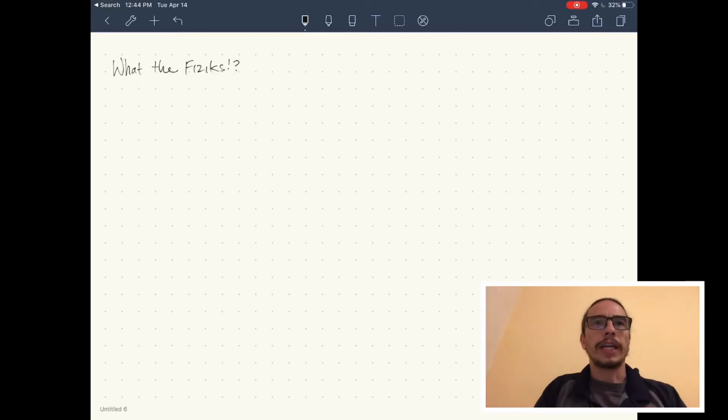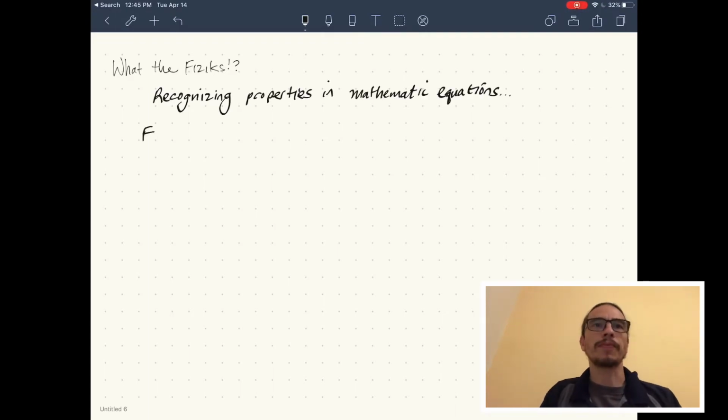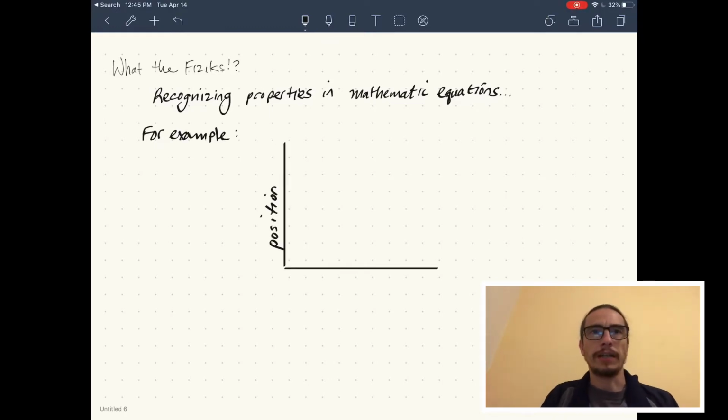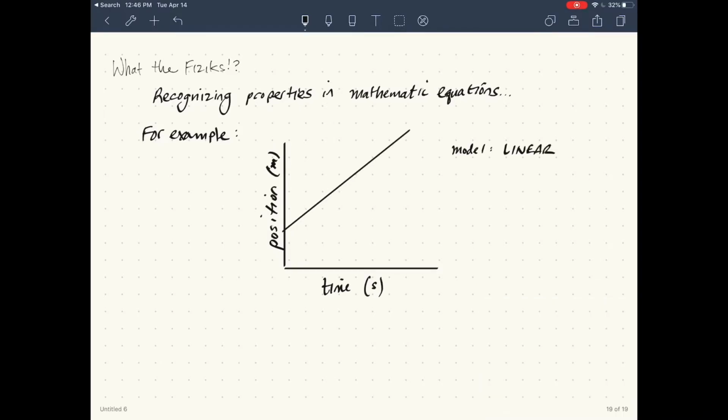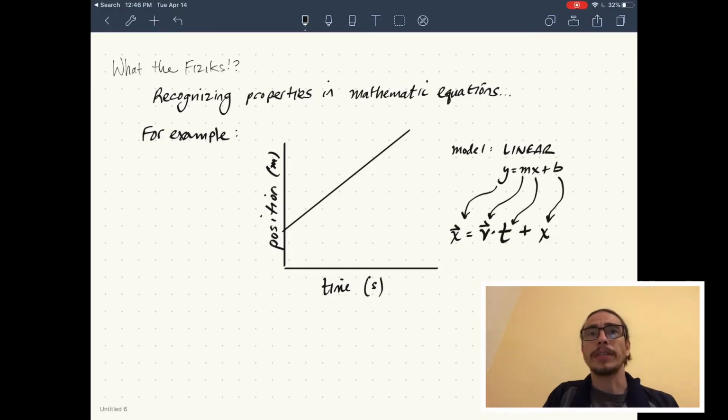We're going to look at recognizing those values, those properties within those mathematical equations. For example, when we have a position time graph like this, that is a linear line, then we had y equals mx plus b. Linear model. Sorry. So you have x equals velocity times time plus initial position. So all those pieces work out to be units of length.